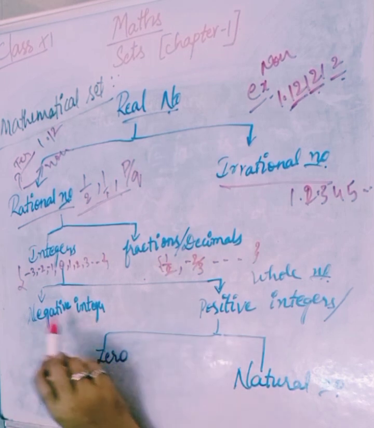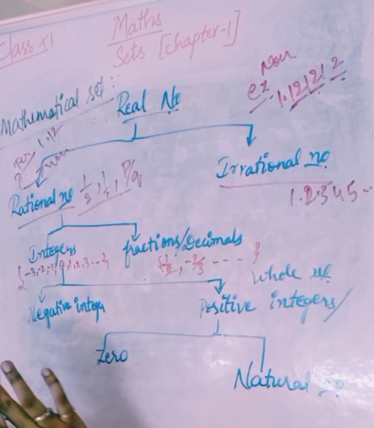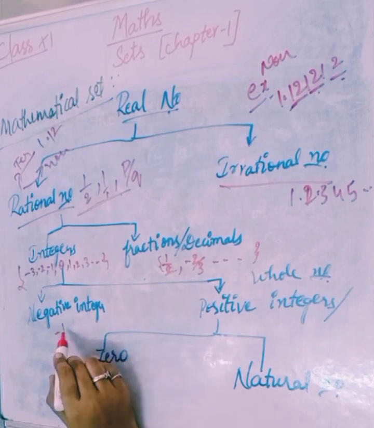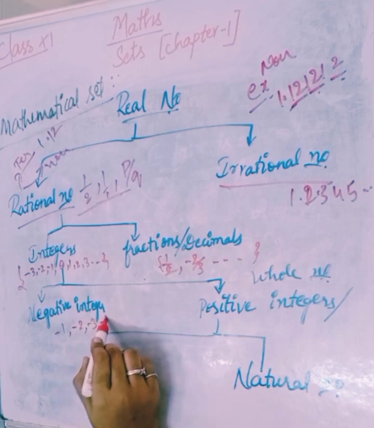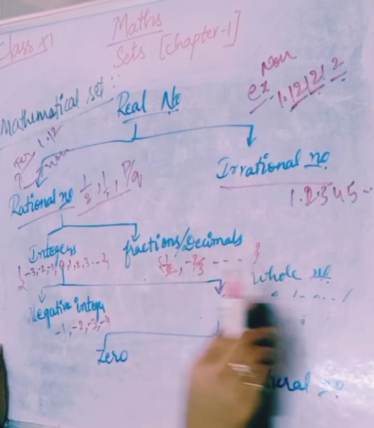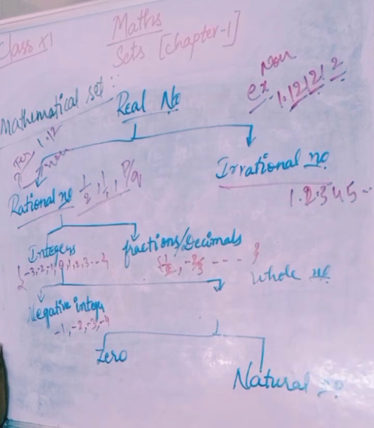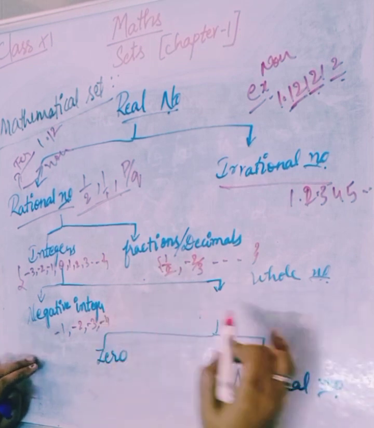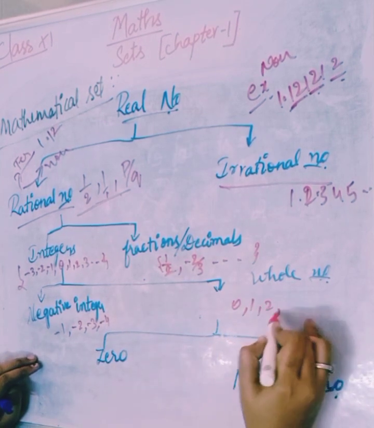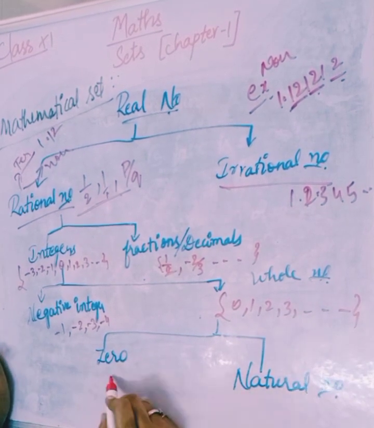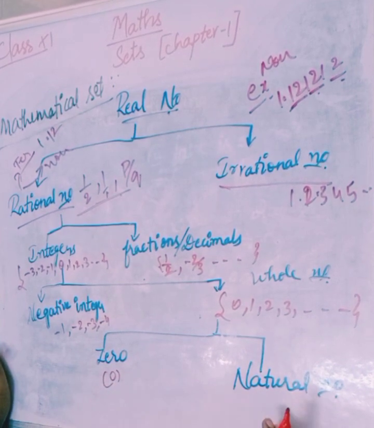Next one, negative integers. We know integers means positive or negative with 0, but negative integers means only negative numbers, that is -1, -2, -3, -4. Next, we can't write positive integers here; we need to write only whole numbers because of the 0. Sorry, it happened wrong. Here we have only negative integers. Next we have whole numbers in integers, that is 0, 1, 2, 3, etc., including 0 and the natural numbers. In whole numbers we have two types, 0 and natural numbers. Natural numbers means 1, 2, 3, etc.